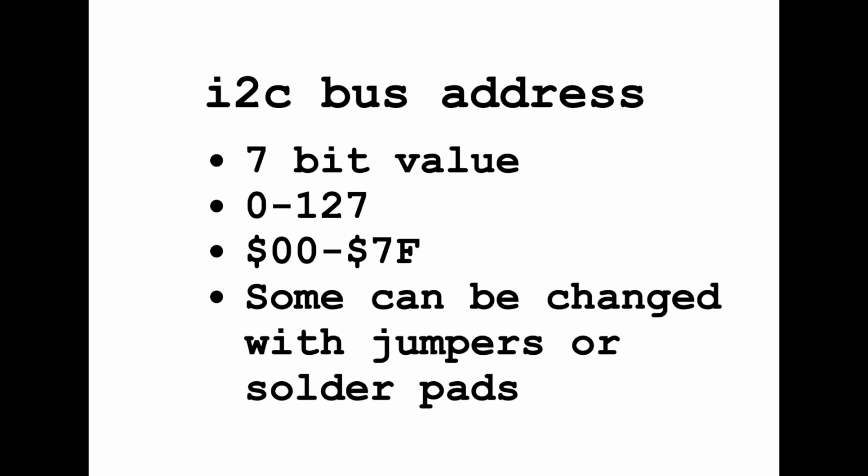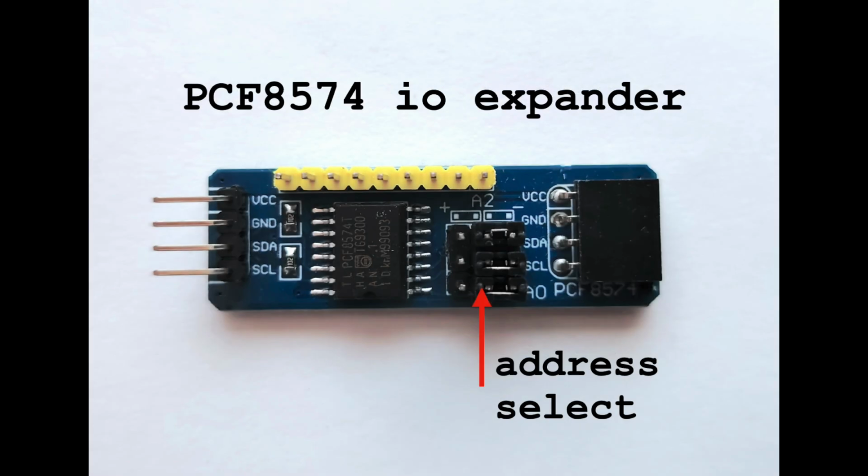We're not restricted to just one module. Every module has its own address, and that will be a 7-bit value, from 0 to 127, although we usually use the notation from 0 to 7F in hexadecimal. Out of the factory, most units come with a fixed address already assigned. However, some of these can be changed with jumpers or solder pads, or dip switches if you're lucky. In our example here, there are 3 jumpers. That gives us 8 different permutations of addresses that we could use.